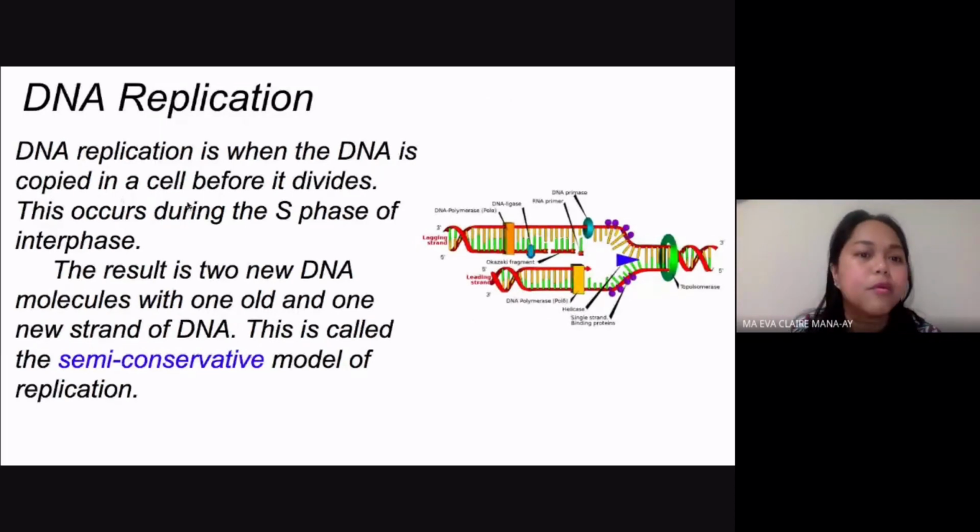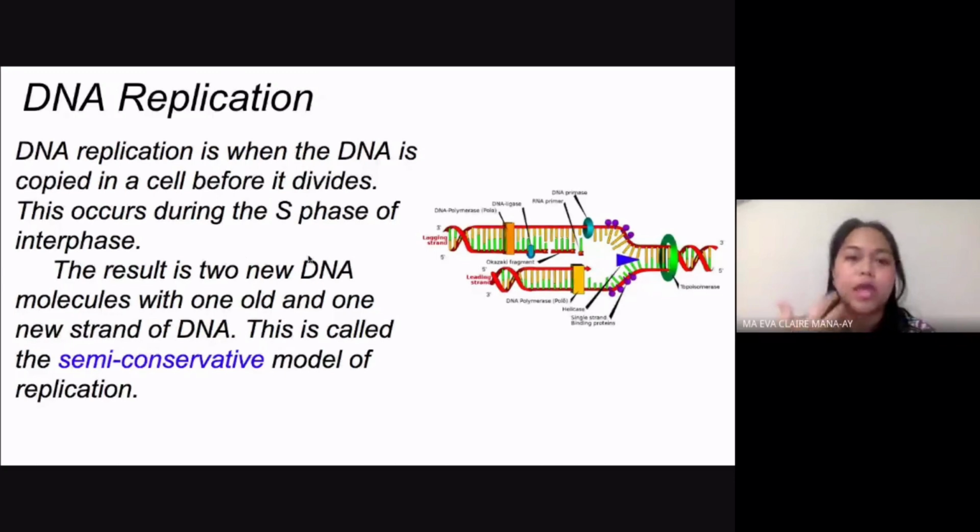DNA replication is when the DNA is copied in a cell before it divides. We all know that DNA replication happens during the S phase of your interphase. Remember, interphase is the longest part of your cell cycle. Out of the three stages there, your G1, your S, and your G2, S phase is the most important because DNA and chromosomes are replicated in your S phase.